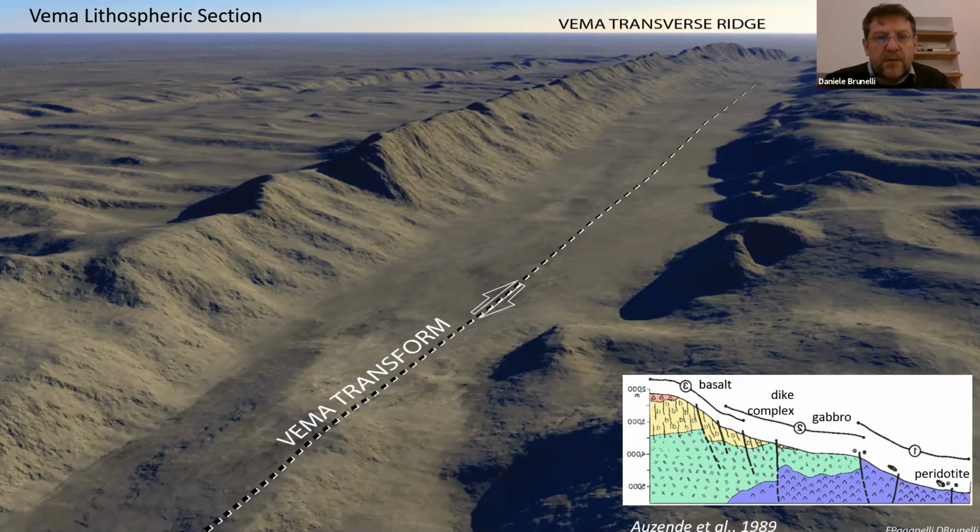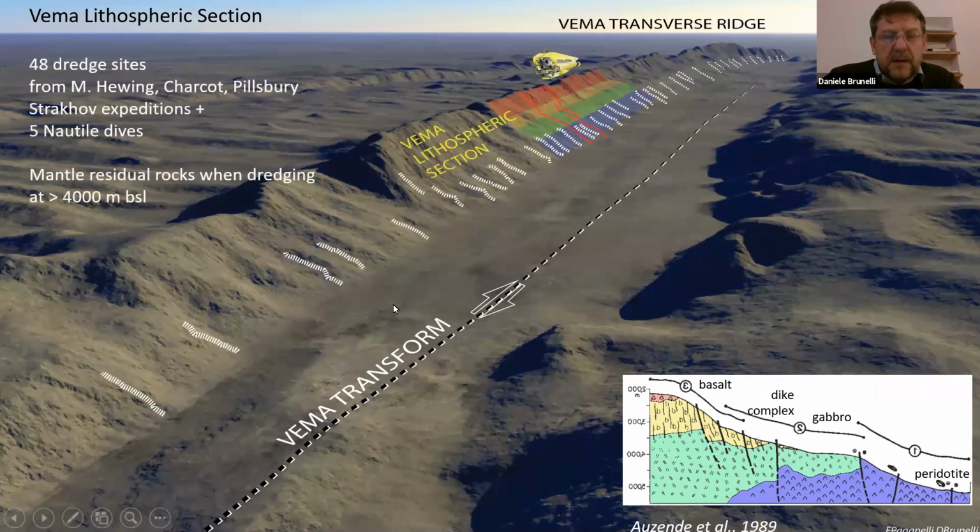So this is another view, and we observe where the transverse ridge starts and rises up. During several cruises, a number of samplings have been done on the base of this ridge, recovering mantle rocks every time that dredging has been done below 4,000 meters below sea level.